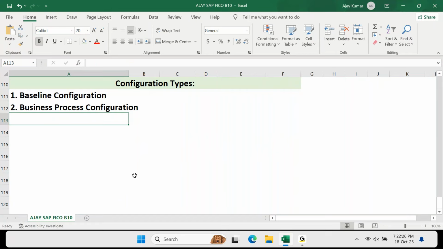Baseline configuration is all about enabling the system to work. If I enable the system to work, it is my baseline config. Now business process, as the name itself suggests: is the process in every company exactly the same, or is it different from company to company? It depends on the company. It keeps on differing from company to company, because that is what makes them unique in the market, right? Agree or not?